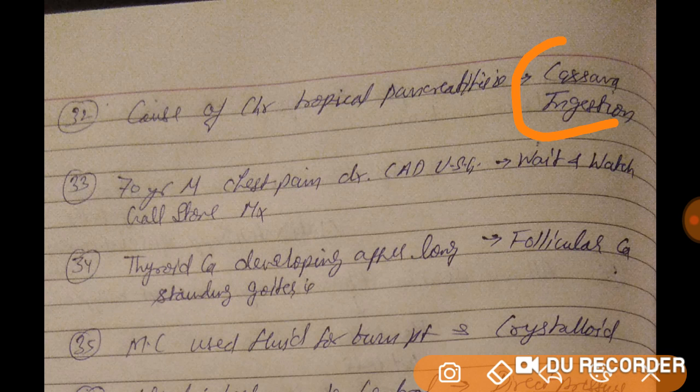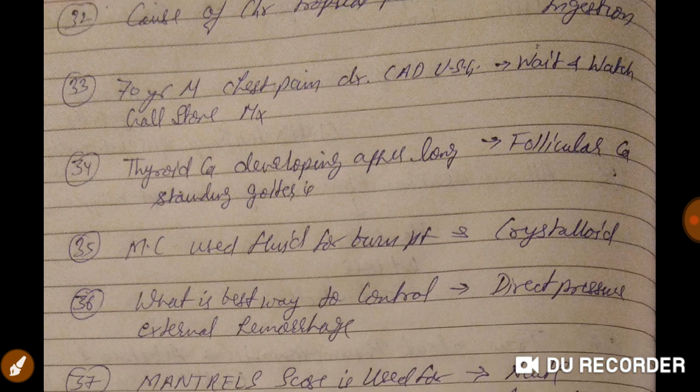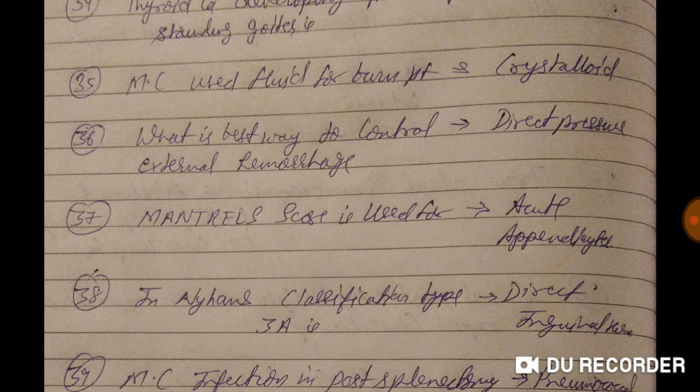70-year male, chest pain, diagnosed CAD, USG gallstone: management is wait and watch. Thyroid cancer developing after long standing goiter is follicular carcinoma. If it is by radiation exposure, then it is papillary carcinoma of thyroid. Most commonly used fluid for burn patient is crystalloid, or we can say RL, Ringer lactate.